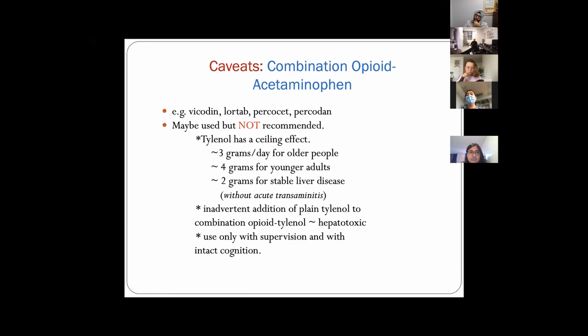So for younger adults, really the maximum that we can give is about 4 grams. For older adults, it's about 3 grams. And for people with stable liver disease, for as long as they don't have any acute transaminitis, the 2-gram limit is potentially within acceptable limits. Next slide.